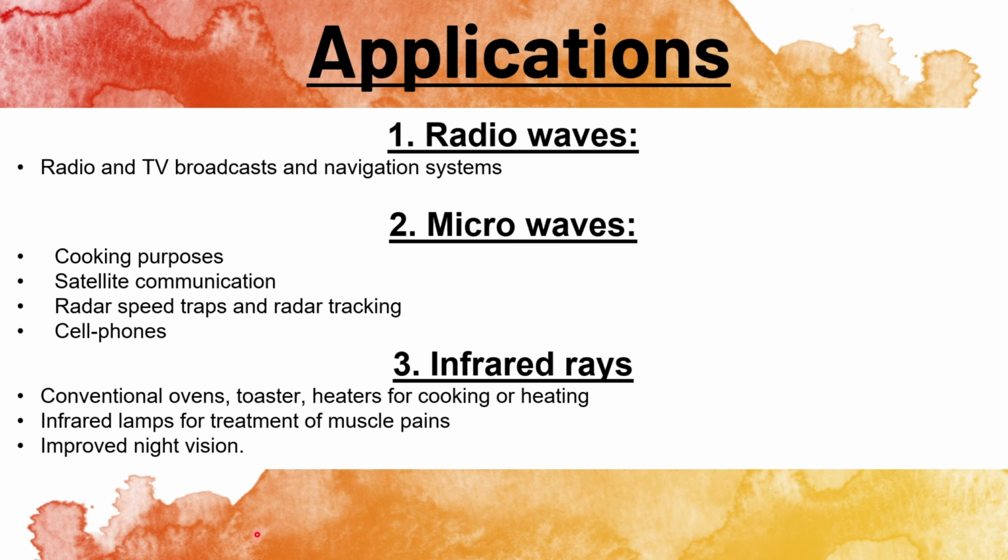Now let's look at a few examples of the applications of electromagnetic waves. Examples of where radio waves are used are within radios and TV broadcasts and navigation systems. Microwaves are involved in cooking purposes, satellite communications, radar speed traps and radar tracking, as well as our cell phones. Infrared rays are involved in conventional ovens, toasters, heaters, or cooking and heating purposes, or infrared lamps for treatment of muscle pains, as well as used for improved night vision.